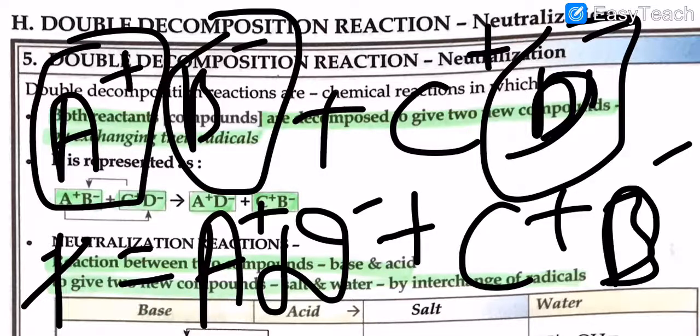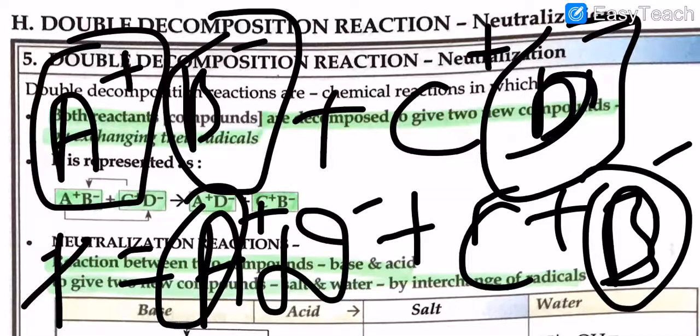You're basically displacing it, but you can also see decomposition, because you are decomposing in a way. Why? Because AB is being decomposed into two. A is over here and B is over here. So two different products. So it is a double decomposition reaction, because you are decomposing two times. First, you are decomposing AB and you're adding D to it. Then again you're decomposing CD and you're adding A to it. So it becomes A plus D minus, plus C plus B minus.